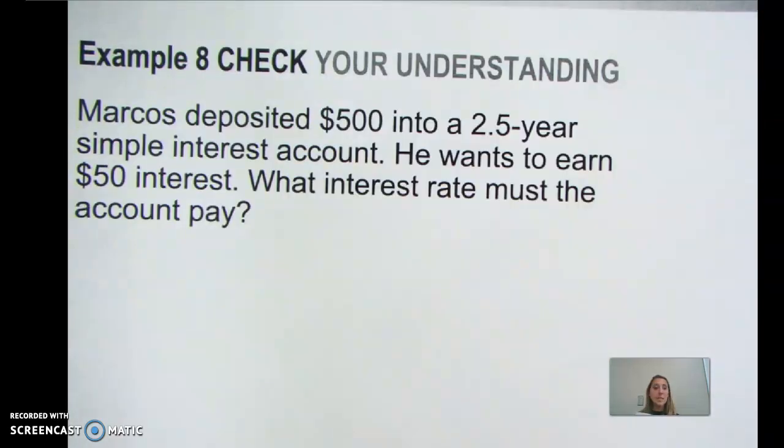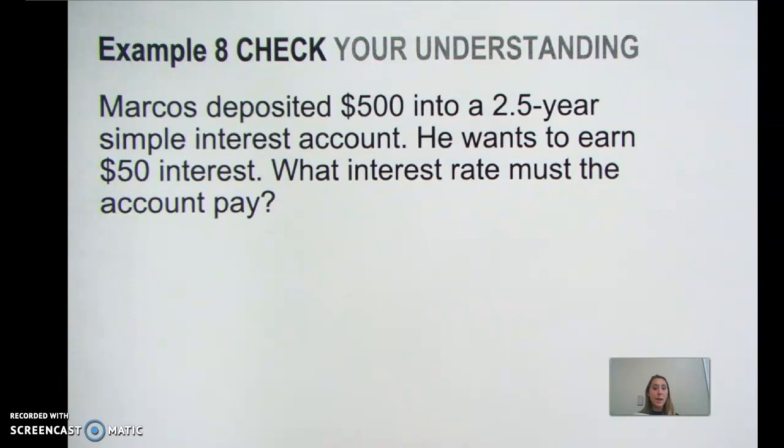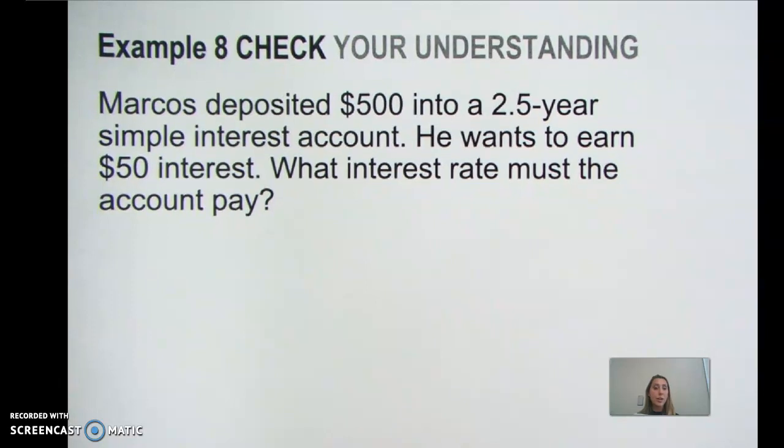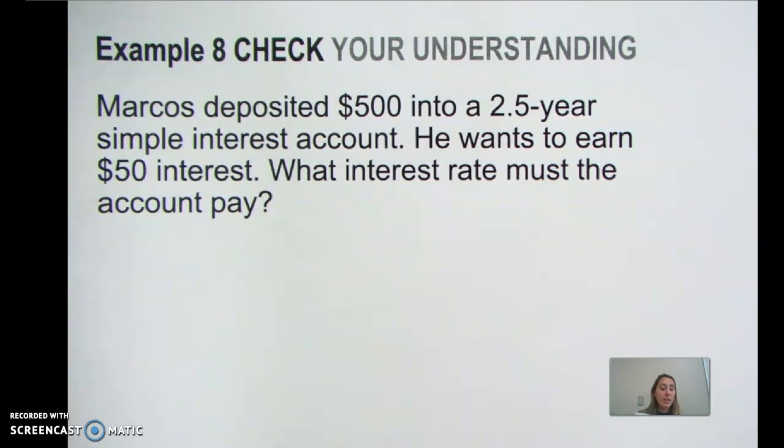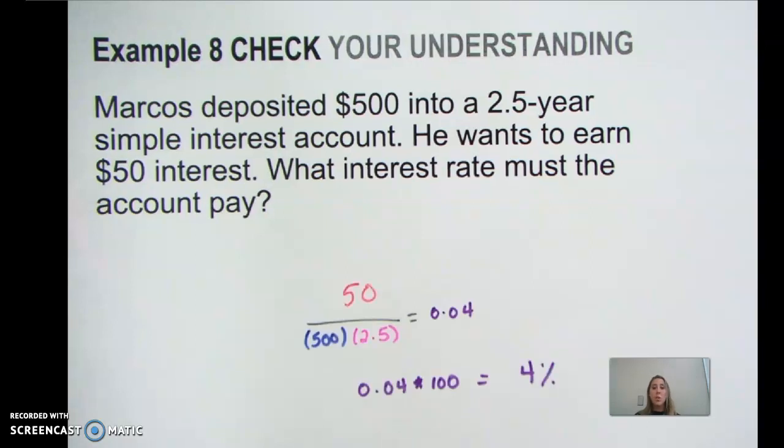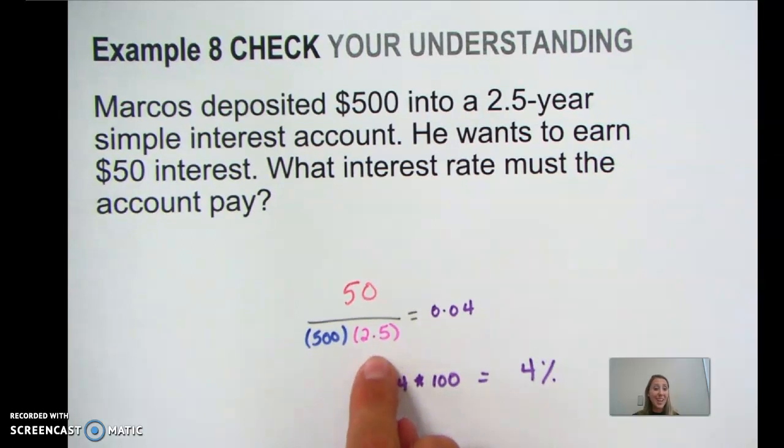All right, so this is the last example. I would like you all to try it on your own. Okay, so $50 is what I wanted to earn in interest, so I plug that in at the top. Then $500 is what I originally deposited, so I have that where the principal would be. And then the years are 2.5, because it's 2.5 years. And then I set that, and it was equal to 0.04. I need it to be a percent, so I multiplied by 100, and I got 4%.